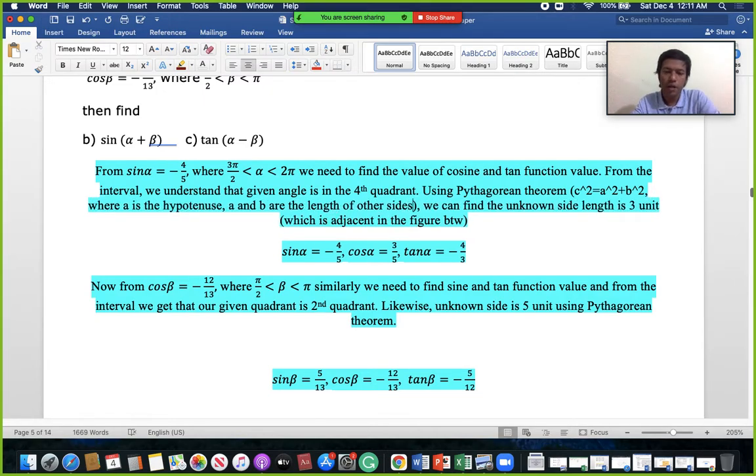Remember, in this theorem, a and b can be any of the side lengths. It doesn't matter if a is the base or b is the perpendicular or opposite. You can choose a as adjacent and b as opposite, or b as adjacent and a as opposite. It doesn't matter. You will always get the same answer.